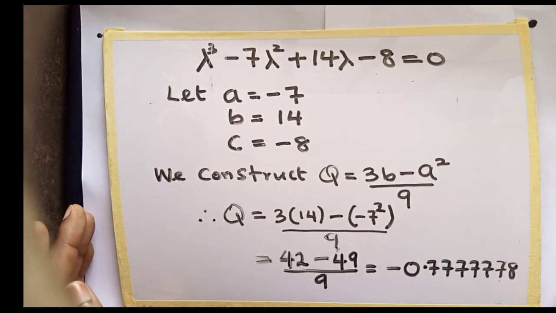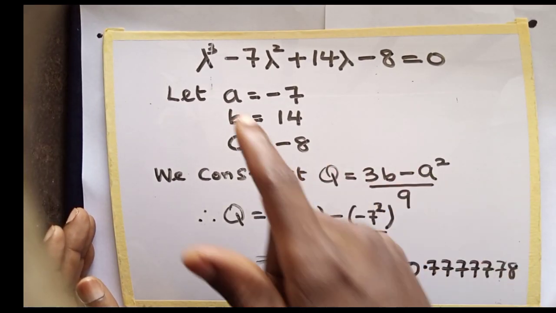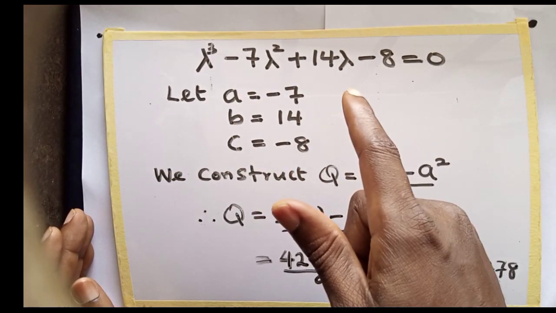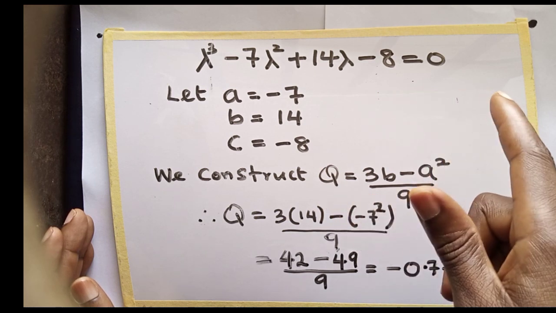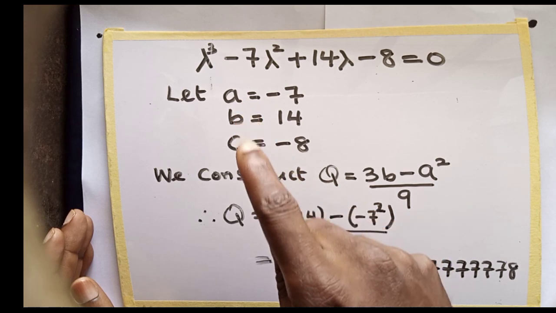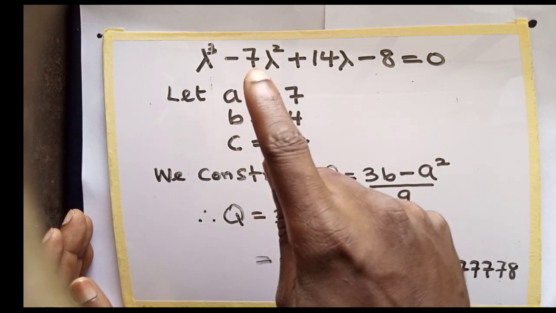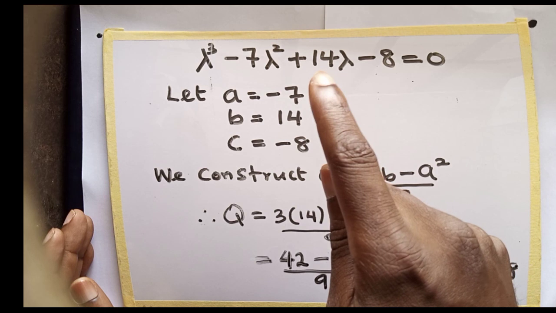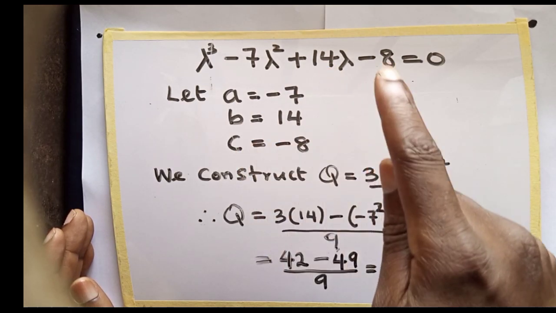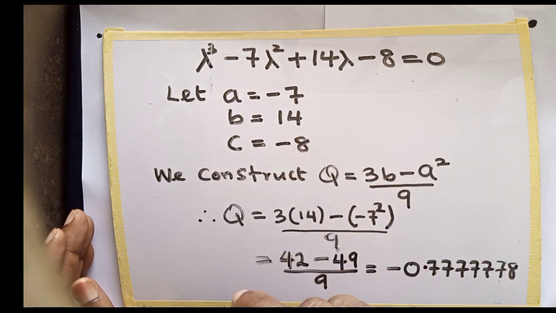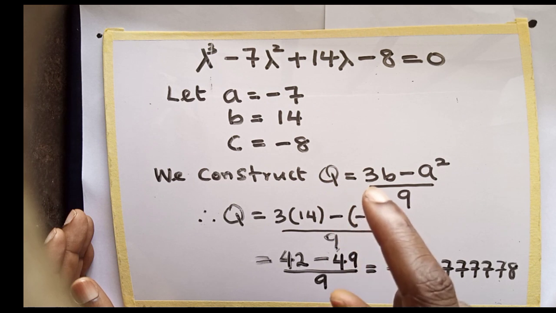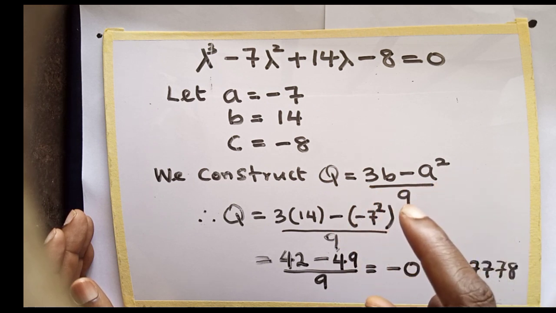Now what we have here is the polynomial. We can see the equation: lambda cubed minus 7 lambda squared plus 14 lambda minus 8 equals 0. What we need to do is to write down the parameters a, b, c, which are, for a, the coefficient of lambda squared, for b, the coefficient of lambda, and finally for c, the value of minus 8, which is here. When we are solving, we construct q, which is equal to 3b minus a squared all over 9.